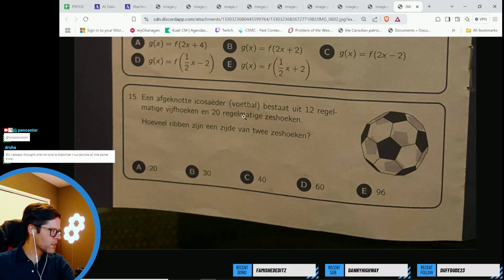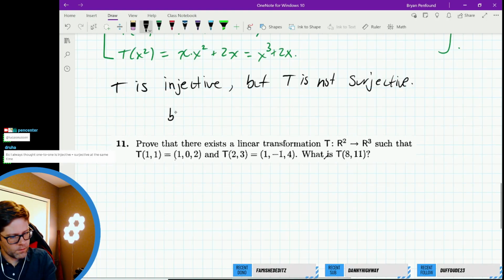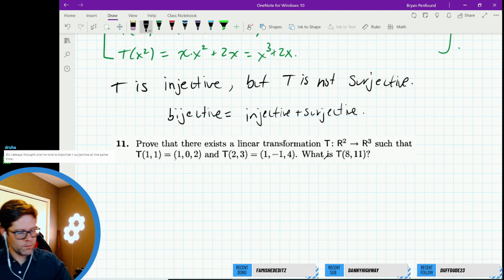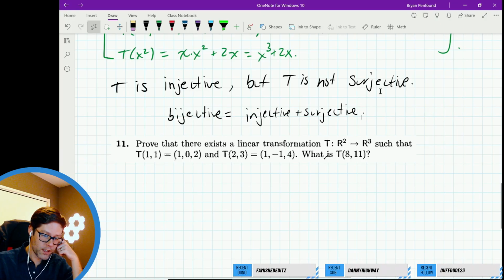You always thought that one-to-one is injective and surjective at the same time. Oh, we call that bijective for some reason. Too many things. Injective, I think, is one-to-one. Surjective, I think, is onto. And then when you have both, it's bijective.